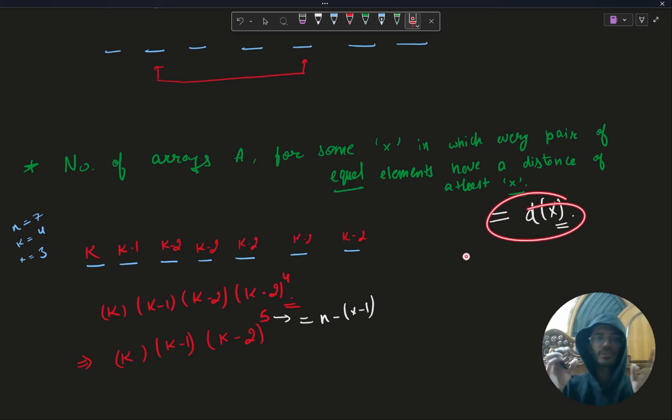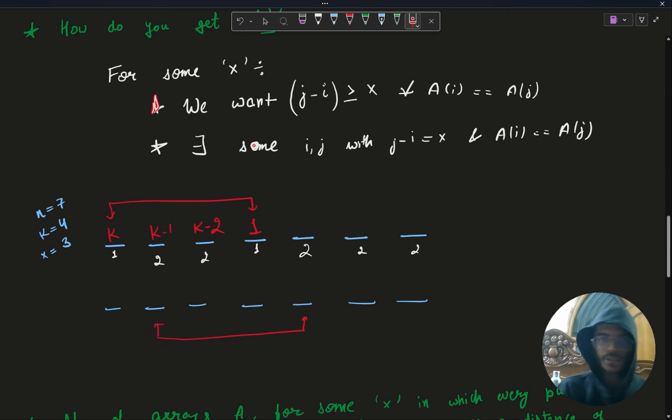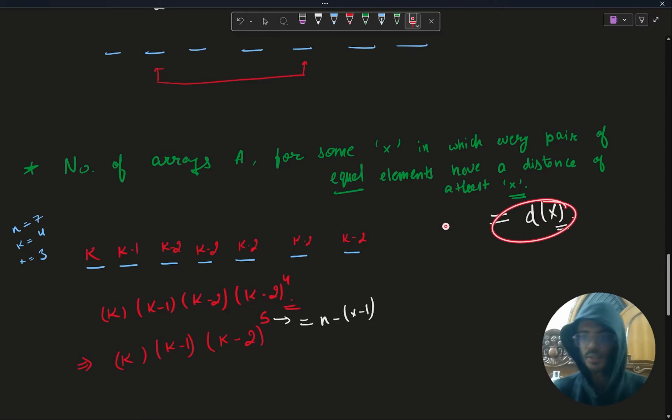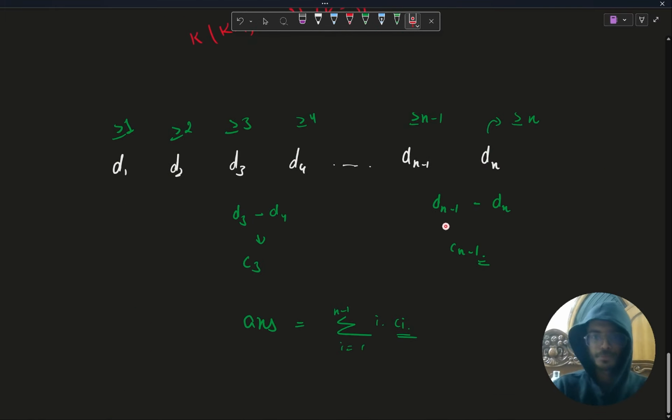So the number of arrays for some particular x, in which every pair of equal elements has a distance of at least x. That is basically this first condition: for any two equal elements, they have a distance of at least x. And that is called d of x, right? So how would we be able to calculate c of x using this d of x?